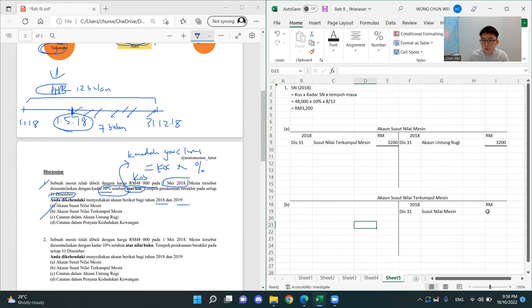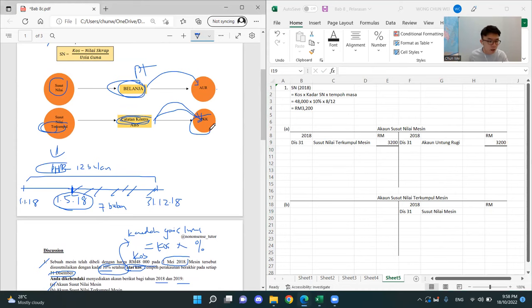Okay. And then for this one, the susut nilai terkumpul machine, because you are going to PKK, remember, any account that is going to the PKK, we don't close it. We do the HB and BB. All right. So this one, 3,200, put here 3,200. But then we don't send to anywhere, we put HB, BB.